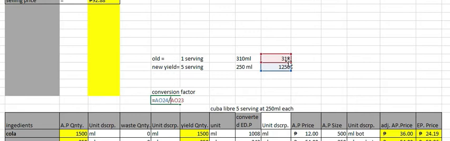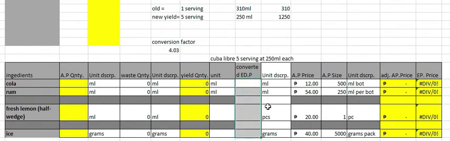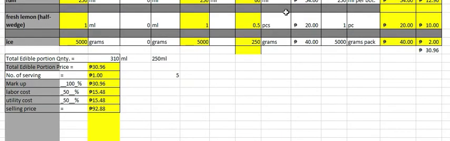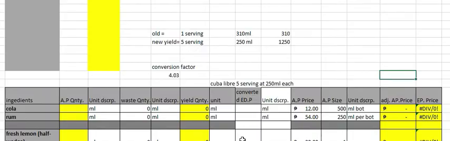Okay, so it can't be reversed. For that one, our conversion factor is 4.03. So now let's go to the conversion. We use the same table. However, the AP quantity, once we get here, is converted, because you will quantify it, you will convert it. So we use the term converted edible portion.